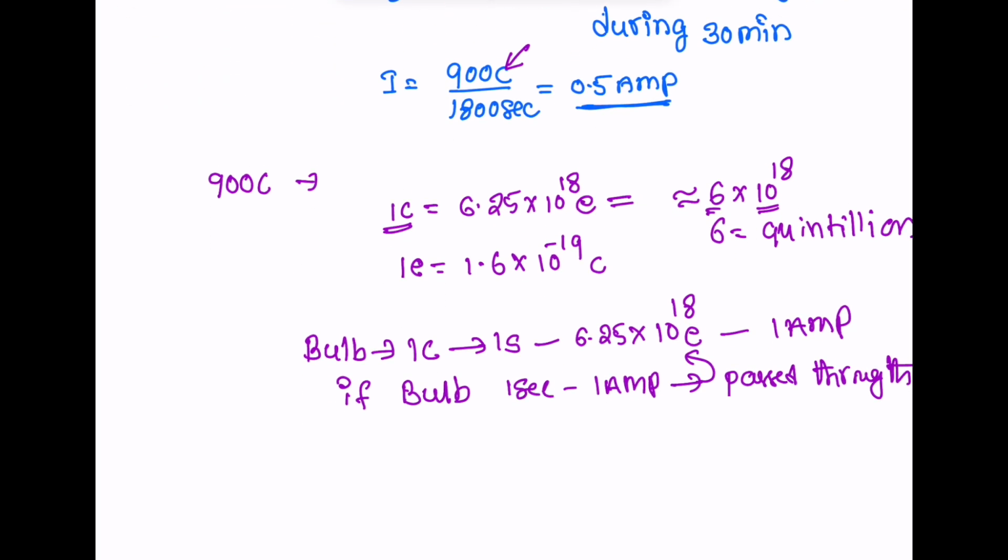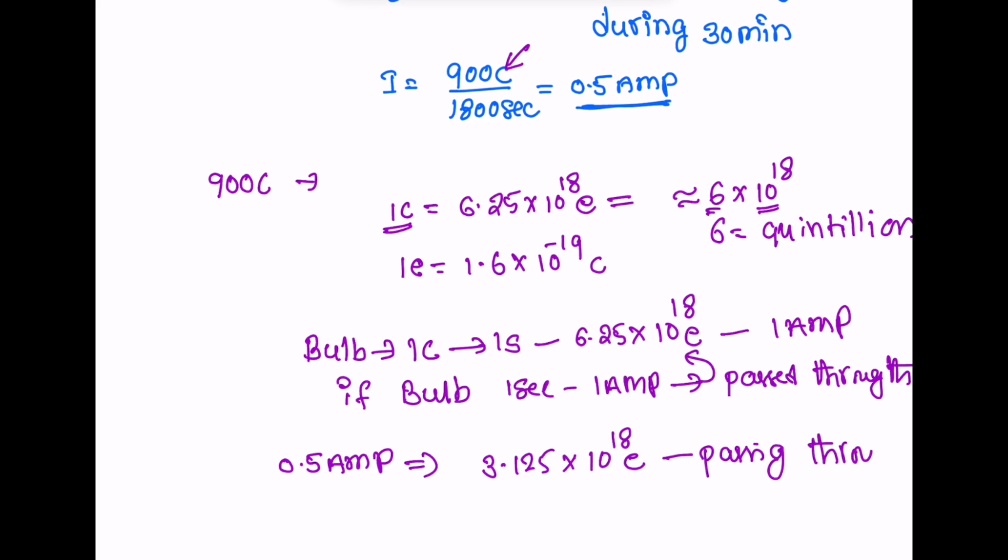If you see this calculation, we are consuming 0.5 amps, meaning if you divide by this number, 3.125 into 10 to the power of 18 electrons are passing through the flashlight per second. So this many electrons are working for us indirectly. This is what this calculation means.